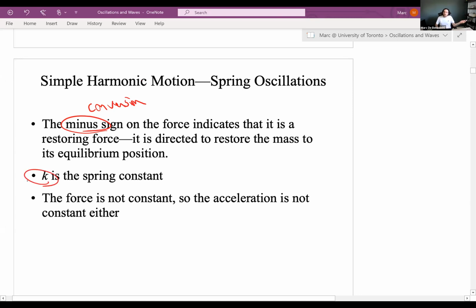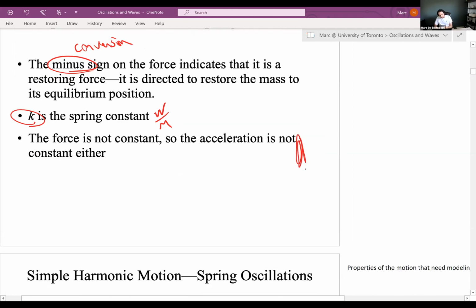k is obviously the spring constant. We've been over this right from the beginning of the course, with the intro assignment. The spring constant k is measured in newtons per meter, which means, let's say the spring constant is 100 newtons per meter. The way you physically interpret that is you need 100 newtons of force to elongate that spring 1 meter.